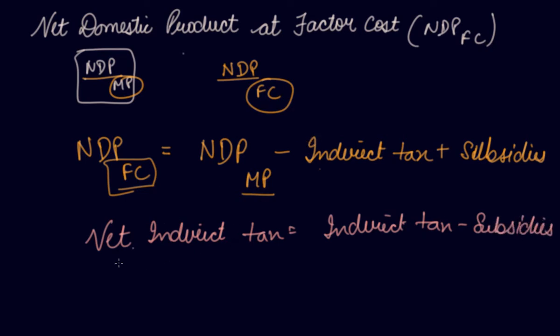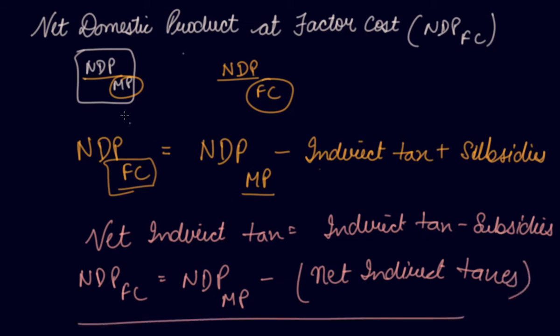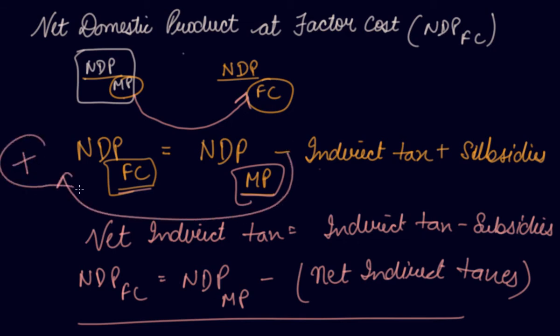So you can also write it there as NDP at FC is equal to NDP at market price minus net indirect taxes. So this is how you come from MP to FC. Now if you have to come from FC to MP, if this is given, you have to calculate this part. What you'll do, you'll take this here, you will add net indirect taxes to this and you will get MP. So all these are interrelated.